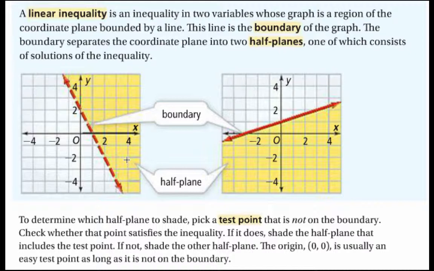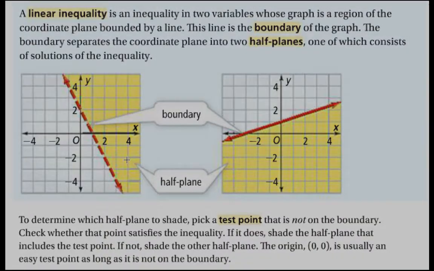To determine which half plane to shade, we're going to pick a test point that is not on the boundary. Check whether that point satisfies the inequality. If it does, shade the half plane that includes the test point. If not, shade the other half plane. The origin (0, 0) is usually an easy test point as long as it's not on the boundary. So again, use the origin unless the origin is on the boundary line.